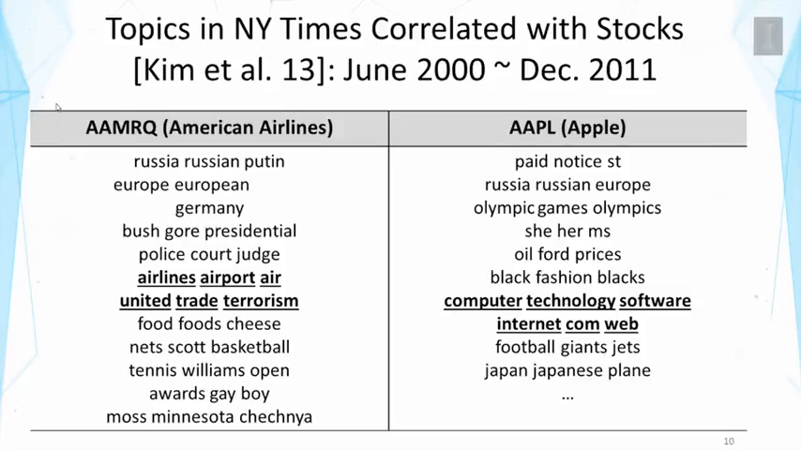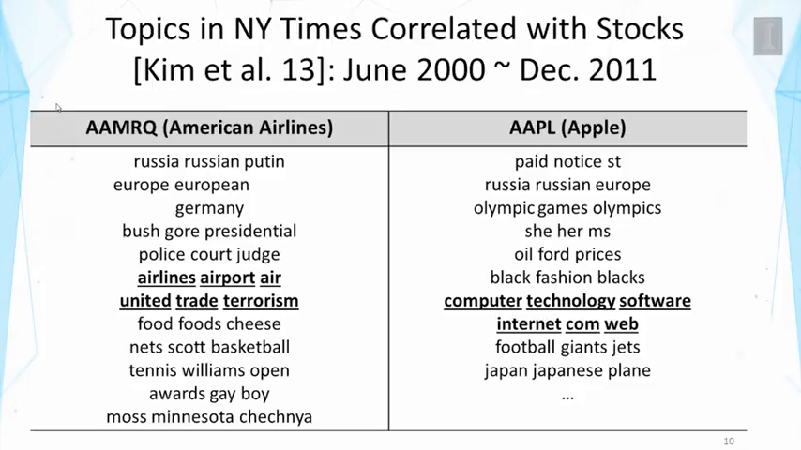So next, let's look at some sample results generated by this approach. Here the data is New York Times, in the time period of June 2000 through December of 2011. The time series we used is stock prices of two companies, American Airlines and Apple. The goal here is to see if we inject some time series bias or time series context, whether we can actually get topics that are biased toward this time series.